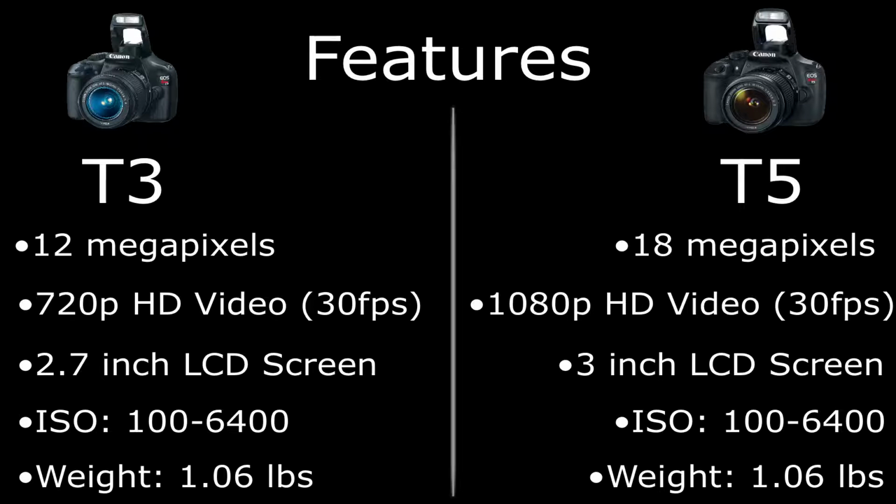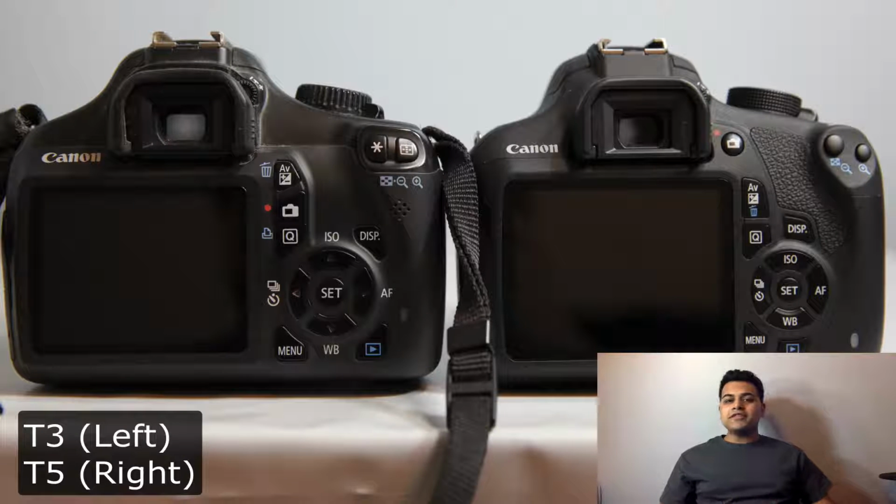It comes with 1080p HD video, which it can record at 30 frames per second. It has a 3-inch LCD screen, and the ISO on the T5 is similar to the T3, where it goes between 100 to 6400, and the weight is also the same as the T3, which is a little bit more than a pound.